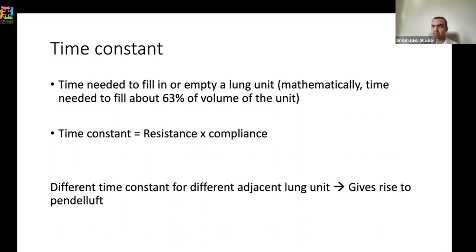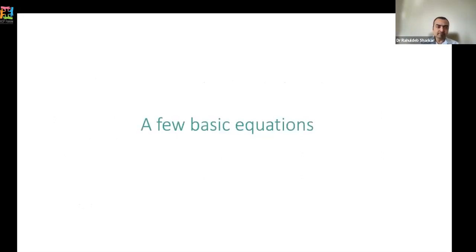And there is literature around this that talks about a high amount of Pendeluft in spontaneously breathing patients, and how spontaneous lung injury can happen as a result of that.